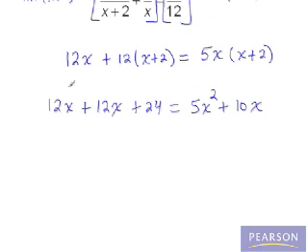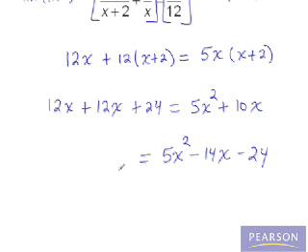So I'm going to leave the 5x squared where it's at because our lead coefficient is positive there. So we have a 5x squared. And on the left-hand side, we have 12x and another 12x giving us positive 24x. So when I subtract 24x from both sides, 10x minus 24x gives us a negative 14x on the right-hand side, and then my positive 24 comes over to the right as a negative 24.